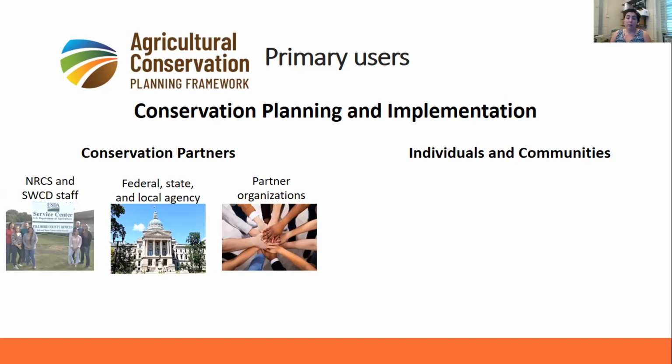There's also a lot of other federal, state, and local agencies who have an interest in water quality improvements on a state as well as watershed scale. And they can provide technical, operational, as well as financial support to communities and other conservation partners working to improve water quality in their area. And the third conservation partner that we've identified are partner organizations. And this is really a catch-all because partners are truly integral to the success of ACPF.